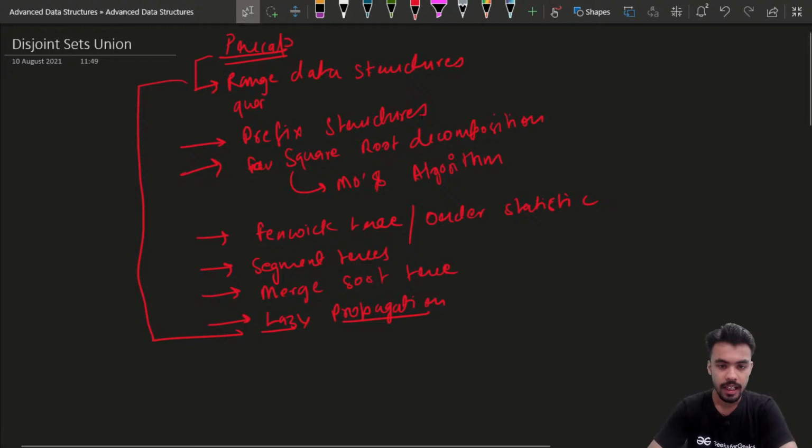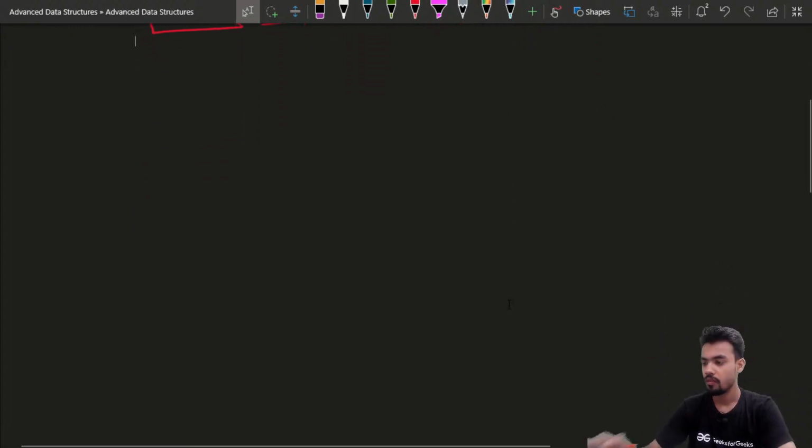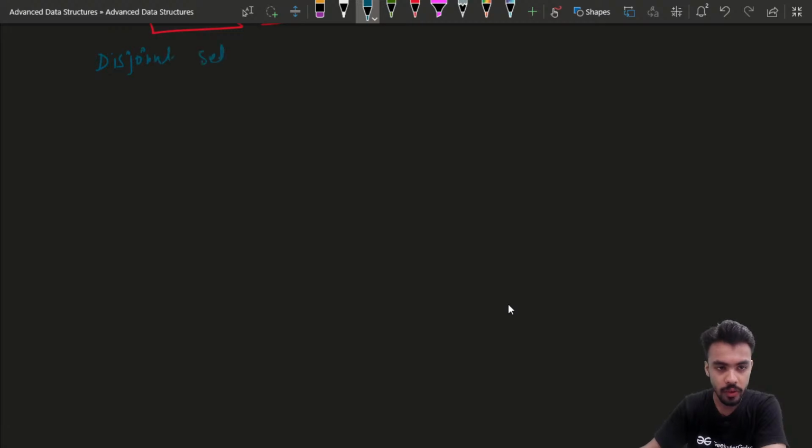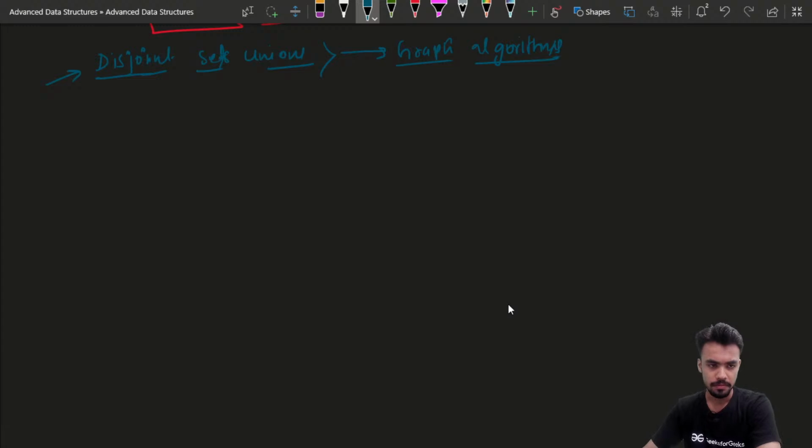For today's lecture, our plan is to start with the disjoint set union. It is also a data structure, but it is not a range query data structure. Basically its application is mostly in graph algorithms. Now what actually is a disjoint set, and how we are going to use it, we have to discuss in today's lecture.